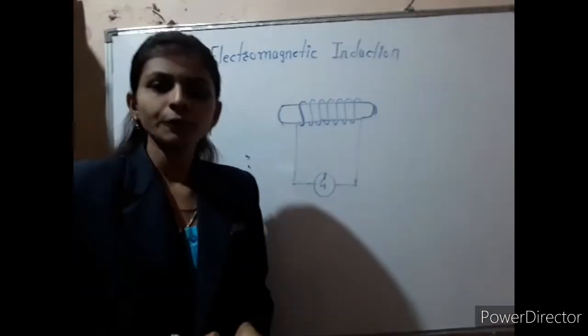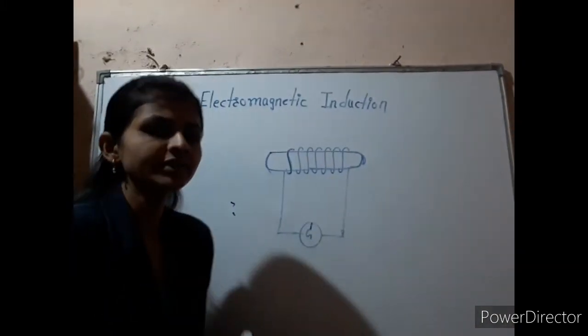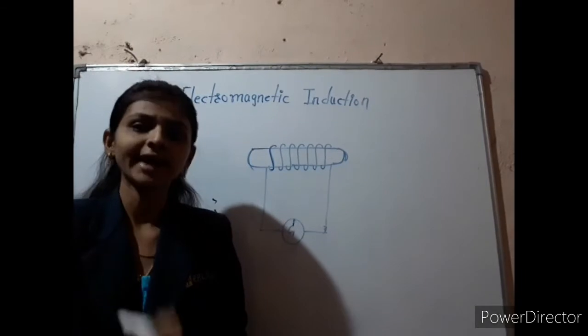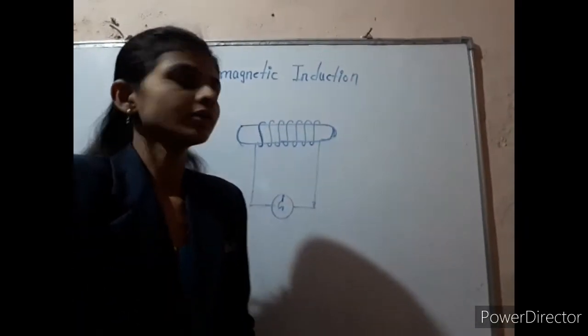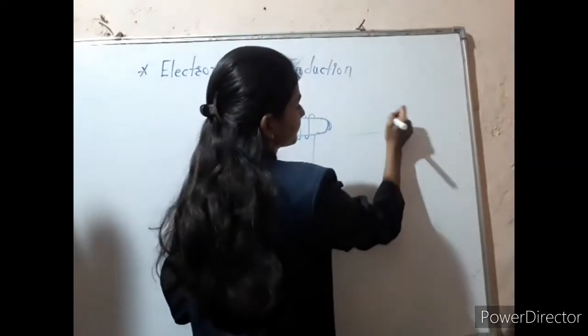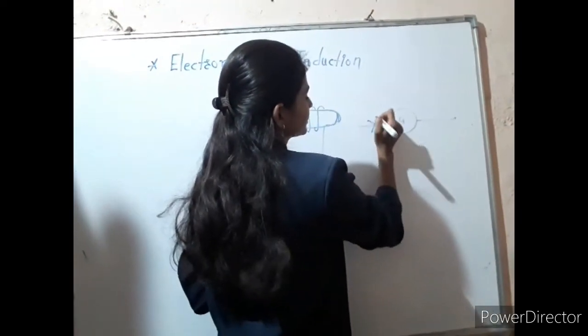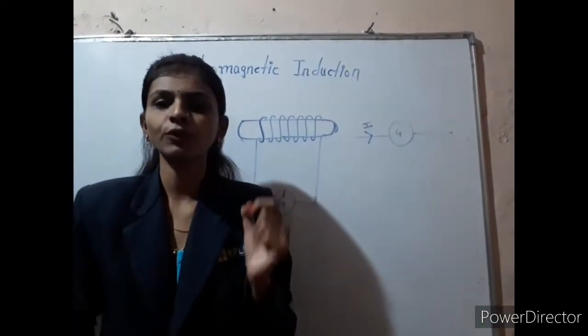Okay, so before starting the electromagnetic induction, here you can see that a new instrument we used. That instrument is known as the galvanometer. So what is the working principle of the galvanometer? So here you just see galvanometer, and this is current I. So galvanometer detects the flow of current.